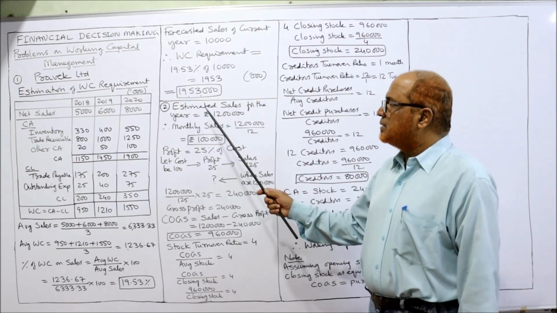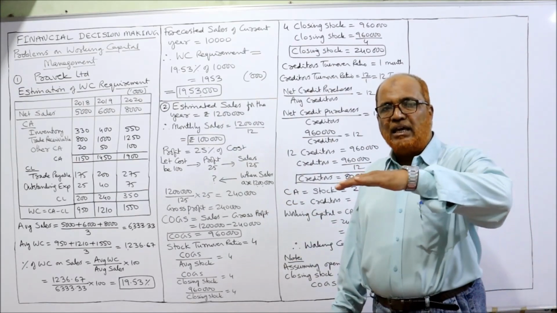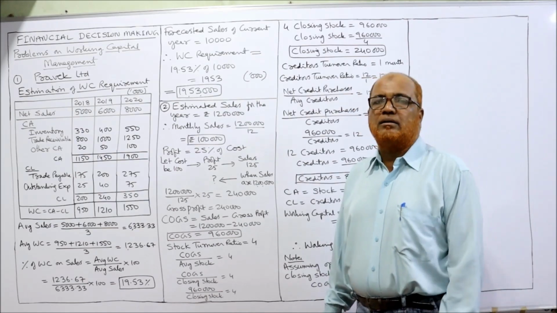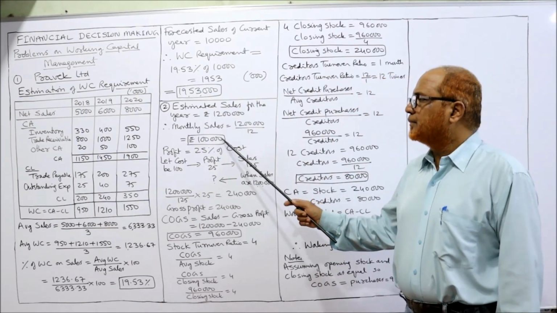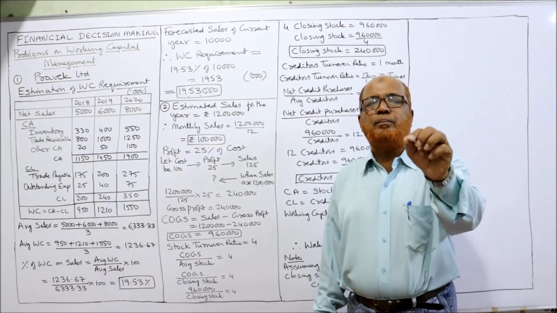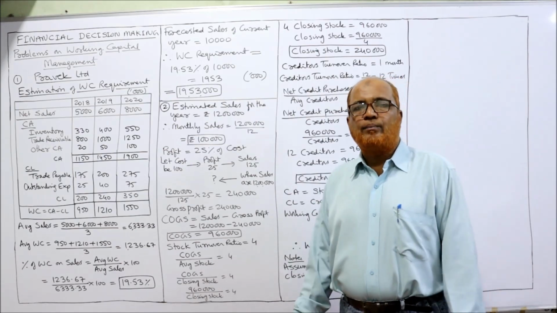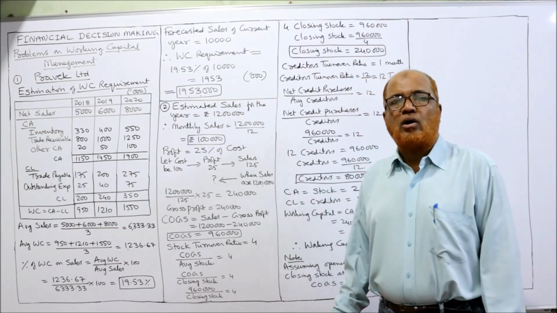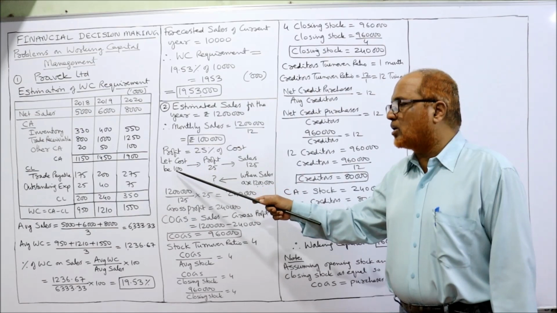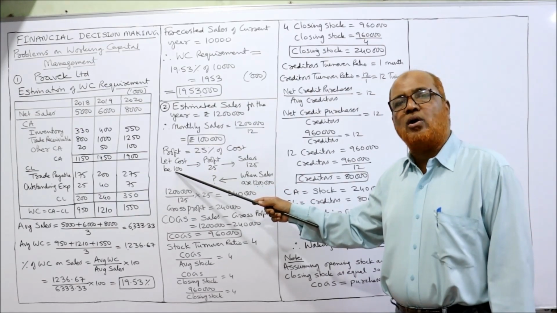Now see carefully. Estimated sales for the year is 12 lakh. It is given sales are evenly spread throughout the year. So monthly sales are 1 lakh. The profit is 25% on cost. But cost is not given. So we assume, let the cost be 100. Suppose the cost is 100. Profit will be 25% on cost.